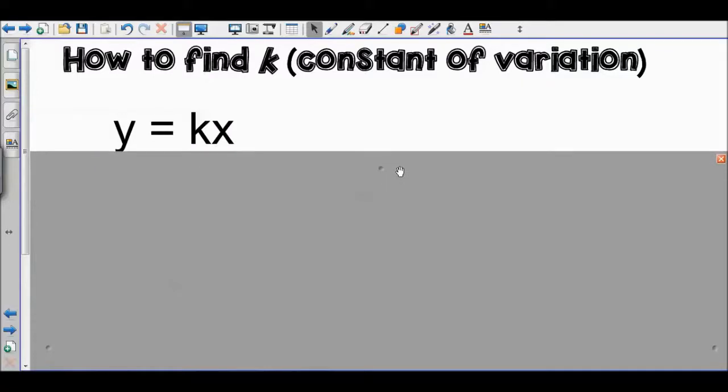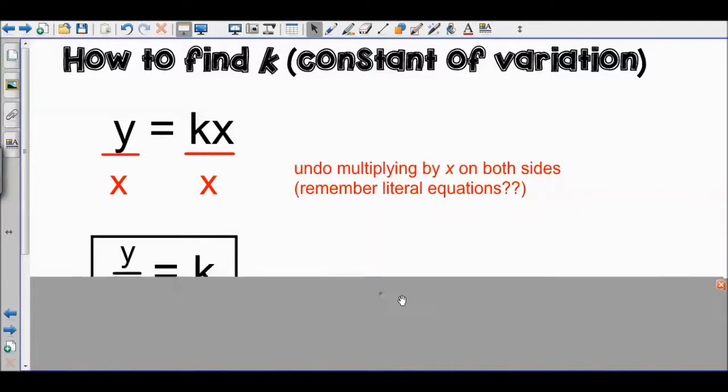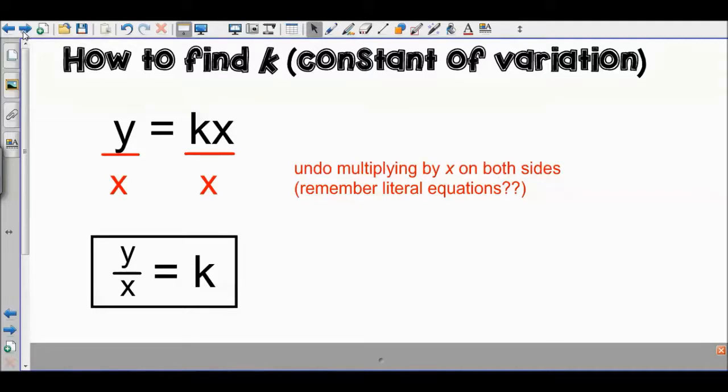We know that a direct variation equation is y equals kx. If I'm wanting to find k, that's where you solve for k. Think back to literal equations. You're wanting to isolate k. So we ask ourselves, what's happening to k? It's being multiplied by x. So I undo multiplying by x on each side. You see that being done there. Literal equations are our favorite lesson. We were all awesome at it. Whenever you clean that up, you have y over x equals k. So if you're wanting to find that constant of variation, all you have to do is divide your y value by your x value, and that's going to give you k, that constant of variation.